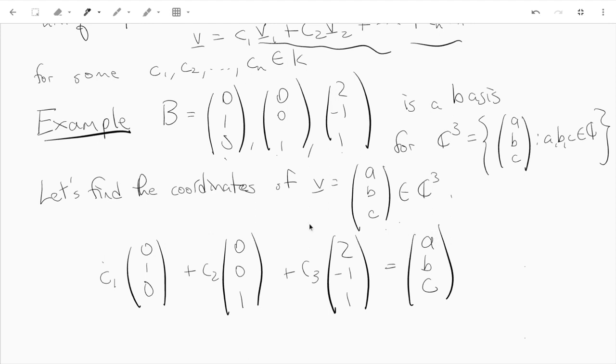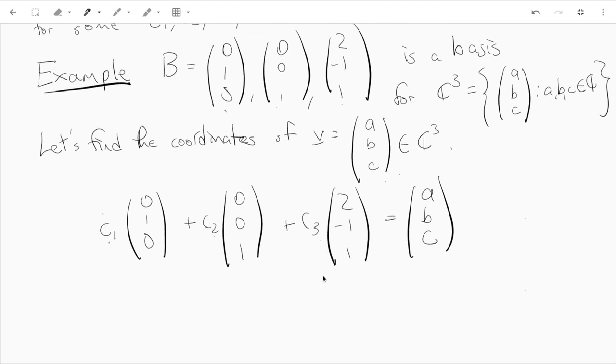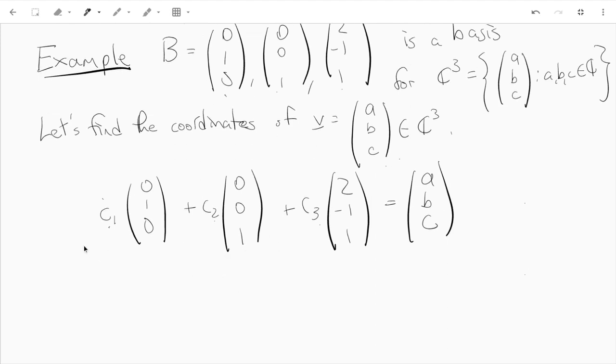Now we have to solve this equation. We're solving for C1, C2, and C3. We work out what the left-hand side is. The left-hand side is just a vector in C3. It's 2C3 in the first coordinate, C1 minus C3, and then C2 plus C3. That's supposed to be equal to A, B, C.